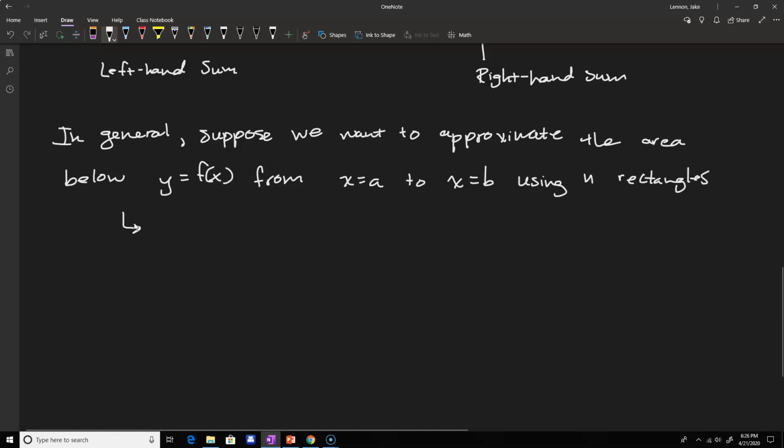Then from there, we can write down the width of each rectangle. And usually we use delta x to denote that. So delta just stands for change, as you might recall from science. And the way this can be figured out is by taking your endpoint b minus a and then dividing by the number of rectangles. And then that will give us our partition of the interval.